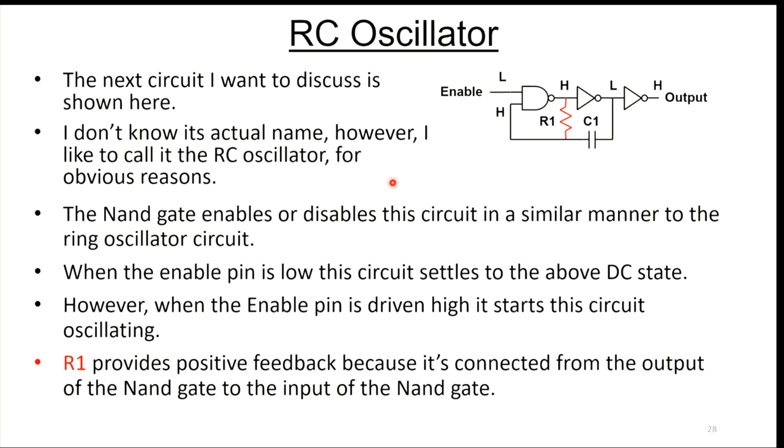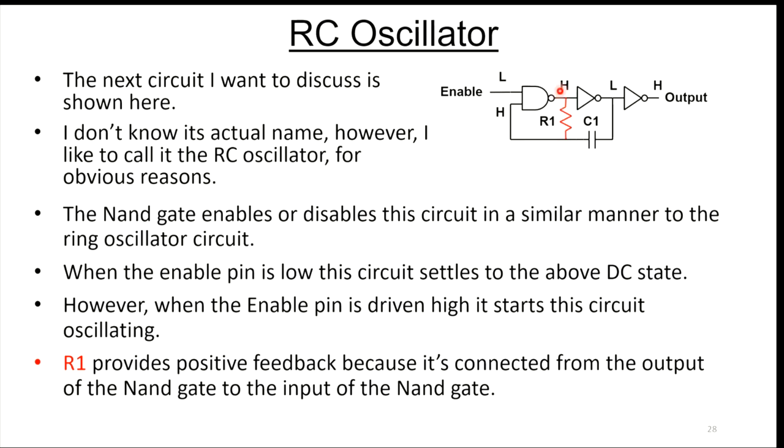Okay, so the next oscillator I want to talk about, I'm not sure I know the real name of this thing. This is kind of the loosey-goosey oscillator if you just need a clock. And I'm just calling this the RC oscillator. Here's what the circuit looks like. It has an enable pin similar to the ring oscillator we showed earlier. When the enable pin is pulled low, this thing just sits in the state shown here. However, when you pull this high, now this circuit is going to start to oscillate.